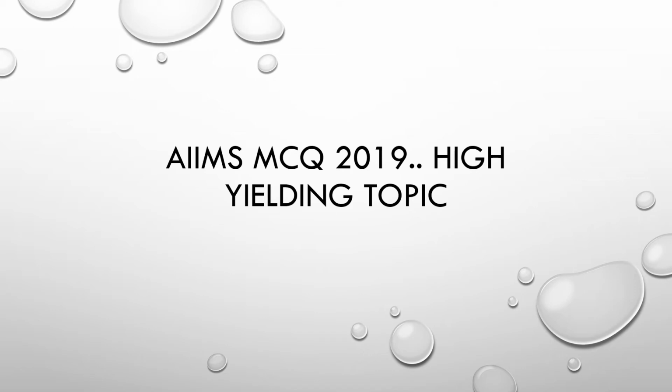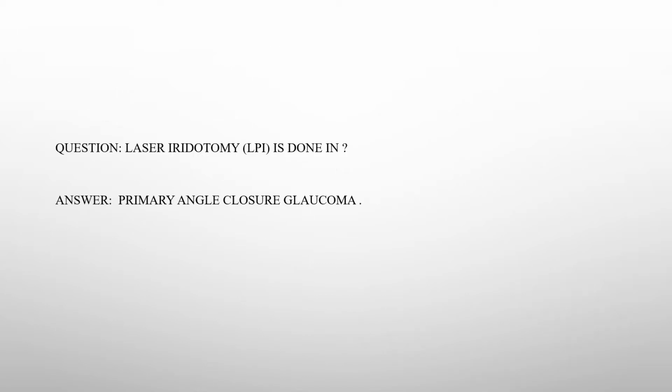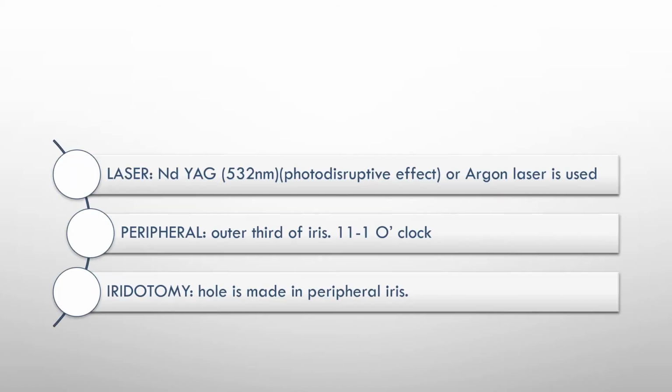Hello everyone, today I'll be talking about an MCQ which was asked in AIIMS 2019 PG exam. The MCQ was: laser iridotomy, or the laser peripheral iridotomy, is done in what condition? And the answer for that question was primary angle closure glaucoma. So what is laser peripheral iridotomy?